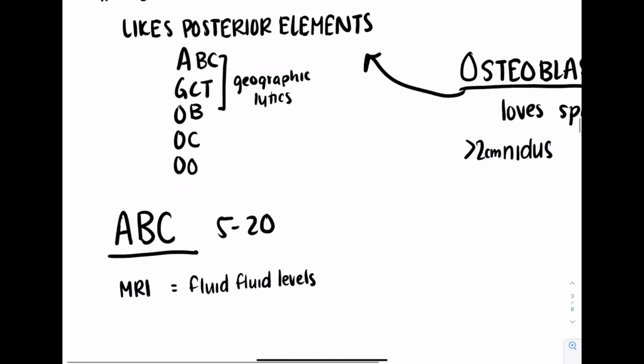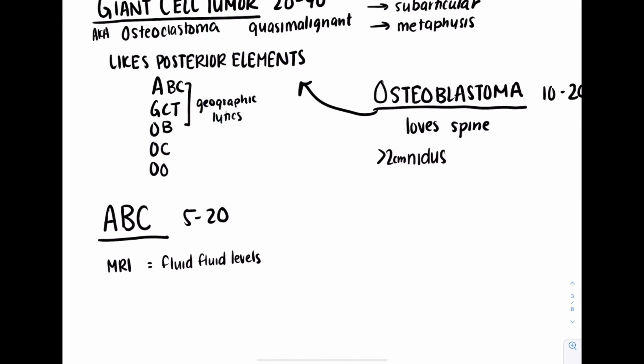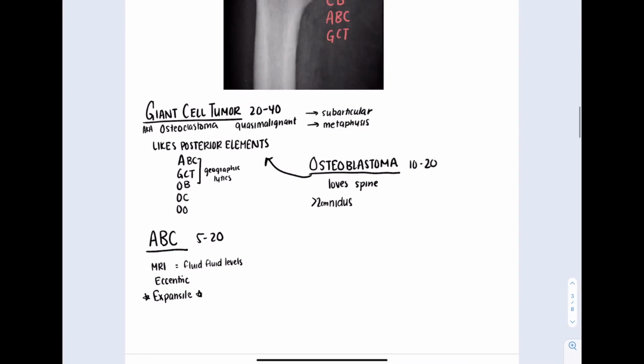Aneurysmal bone cysts also like the posterior elements. They like to be more eccentric, so they like to be more on the side. And they're rapidly expansile. They are not a good sign. Not good.